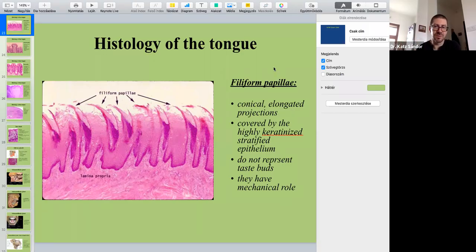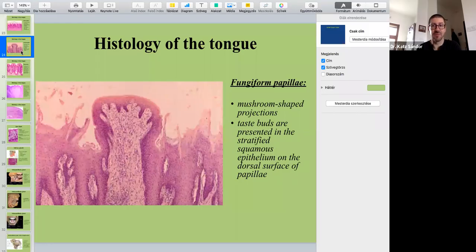They don't represent taste buds, so no taste sensation on the surface of the filiform papillae, just a mechanical role, increasing the surface and increasing the friction between the tongue and the food bolus. Okay, so these are the filiform papillae. And then the next type is the fungiform papillae. They are typical mushroom-shaped mucosal projections.